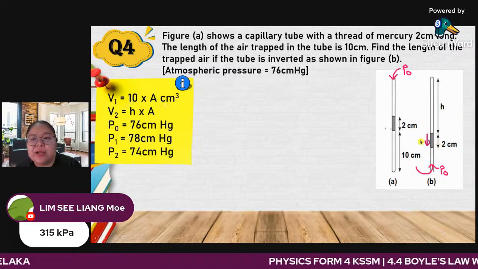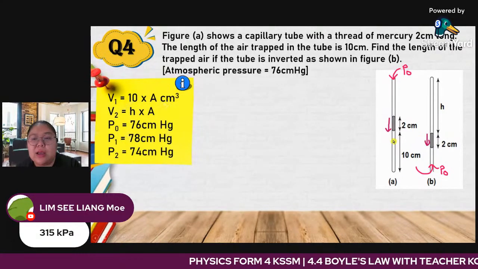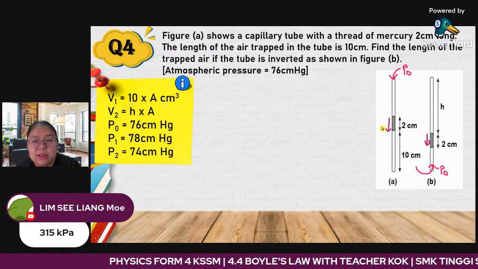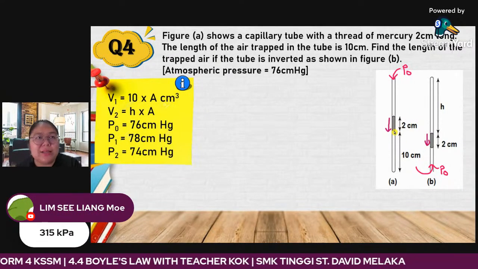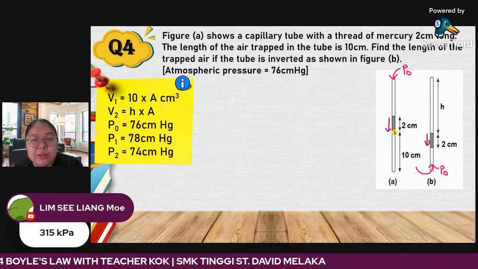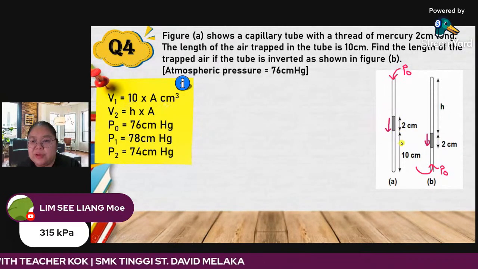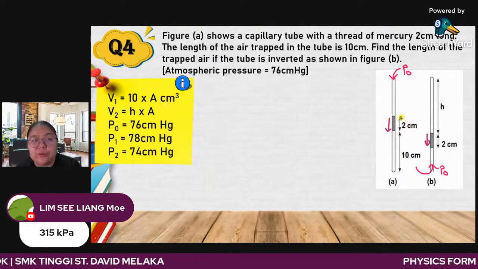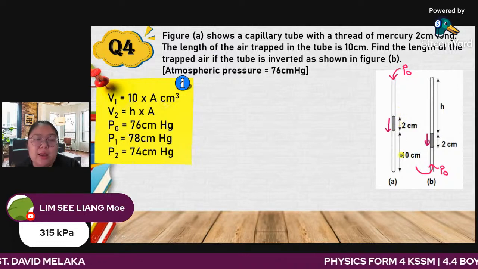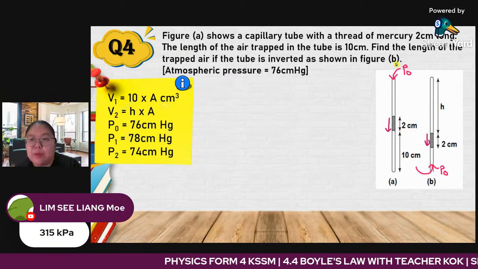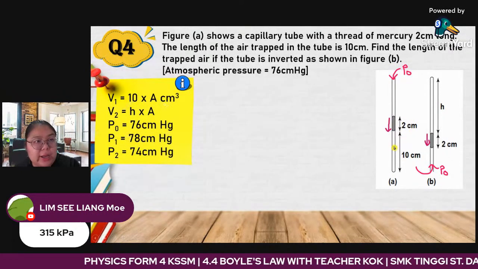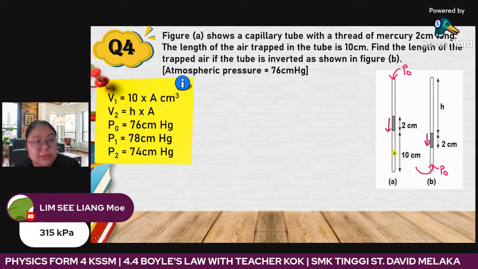The difference is the mercury. You see the mercury weight is acting downwards. Mercury is always acting downwards because weight goes downwards. So in the first figure, you can see the mercury of 2 cm acting on the A, and atmospheric pressure also acting on the A. This 10 cm is the A.